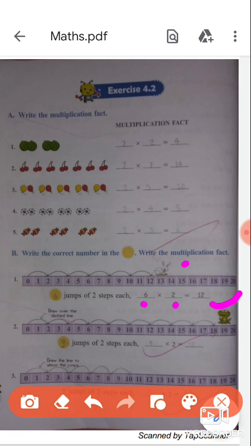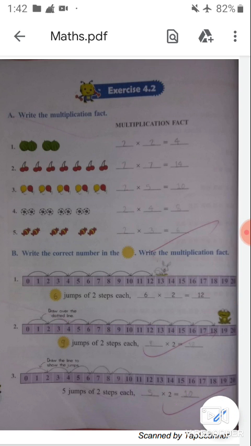Now in the second, this frog jumps 9 times of 2 steps. So students, from 0 he started: 1 jump, 2, 3, 4, 5, 6, 7, 8, 9, and he reached 18. It means 9 jumps of 2 steps each. So 9 multiplied by 2 equals 18.